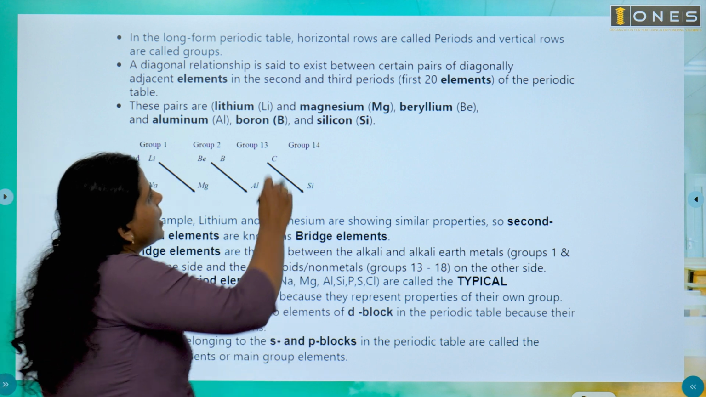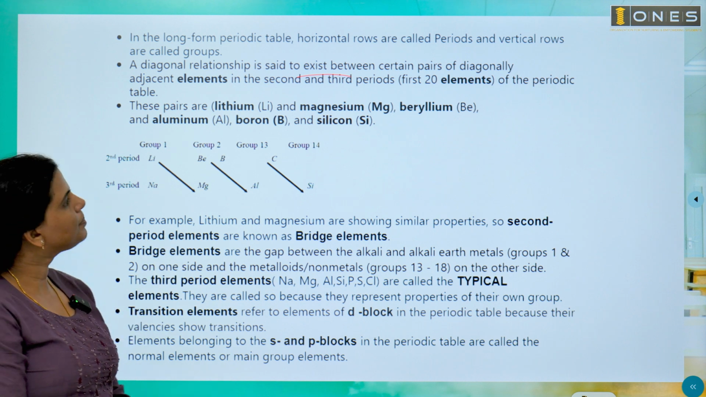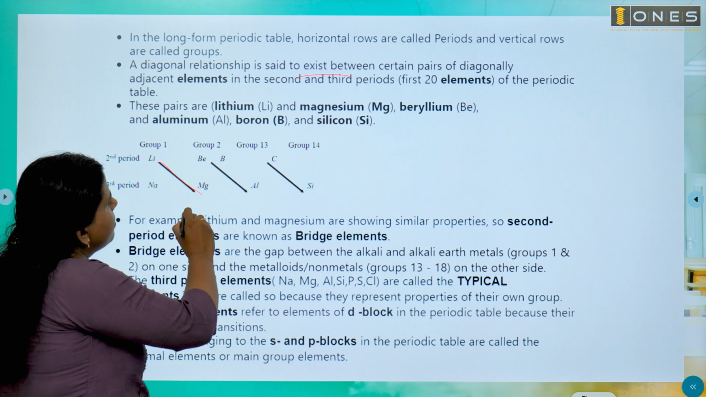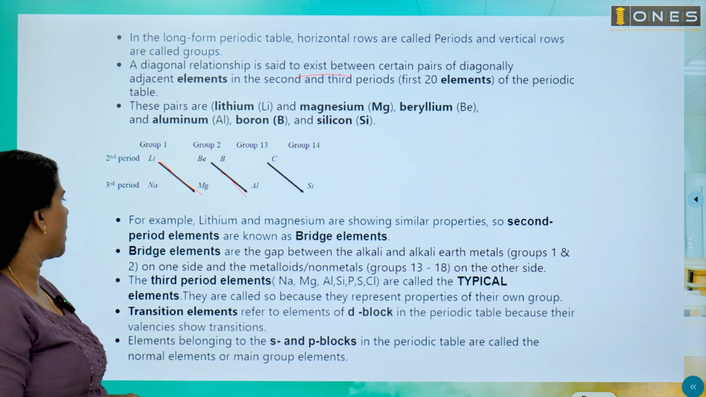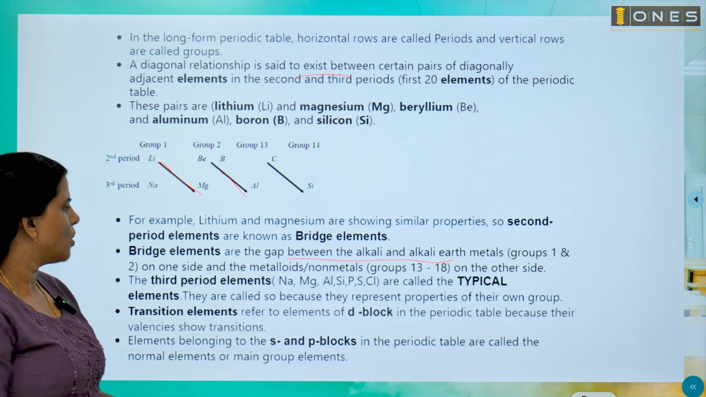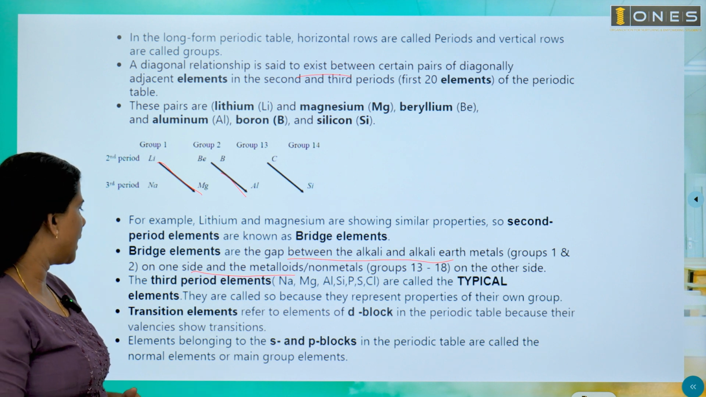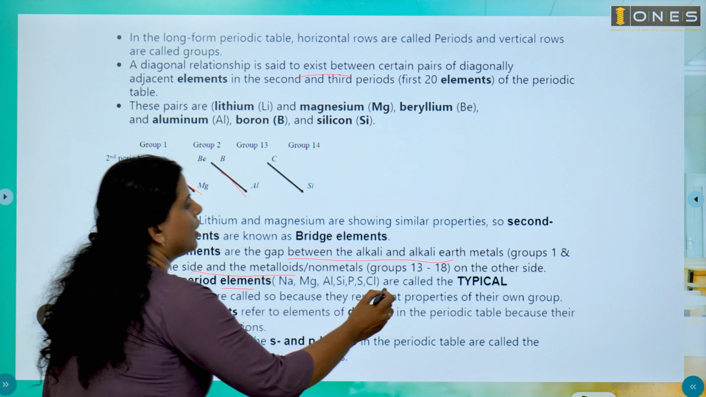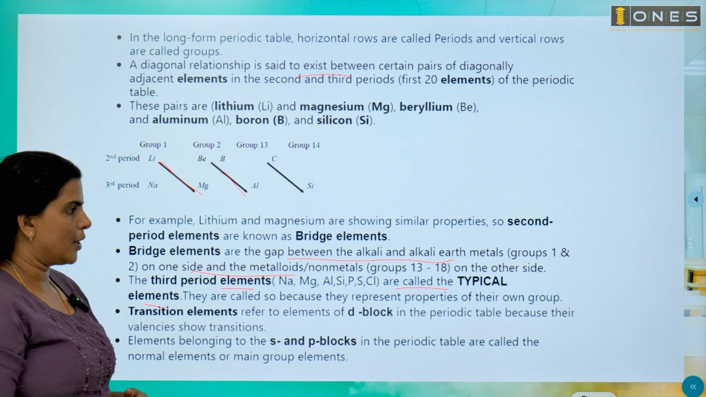A diagonal relationship is said to exist between certain pairs of diagonally adjacent elements. Okay, these are called bridge elements. For example, lithium and magnesium, beryllium and aluminum have similarities in their properties. Bridge elements are the gap between the alkali and alkaline earth metals, group 1 and group 2, on one side, and metalloids and non-metals, group 13 to 18, on the other side. The third period elements, sodium, magnesium, aluminum, silicon, phosphorus, sulfur, chlorine, are called the typical elements. They are called so because they represent properties of their own group.